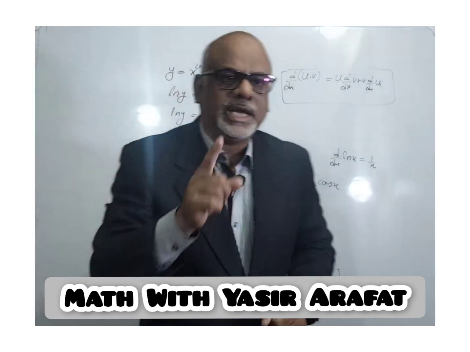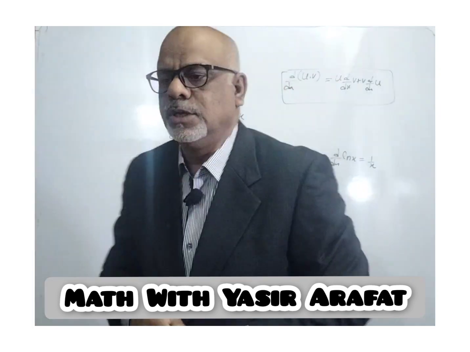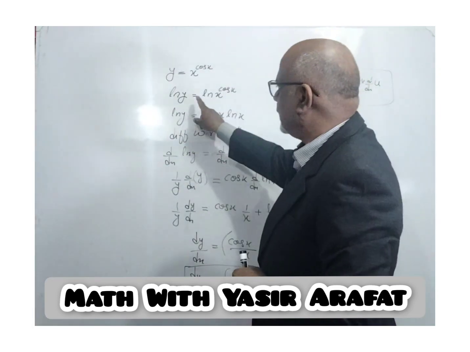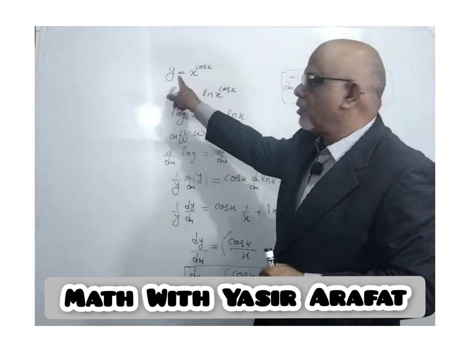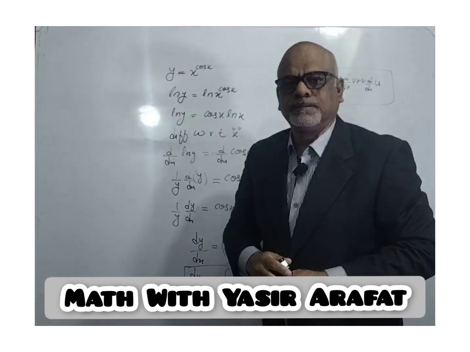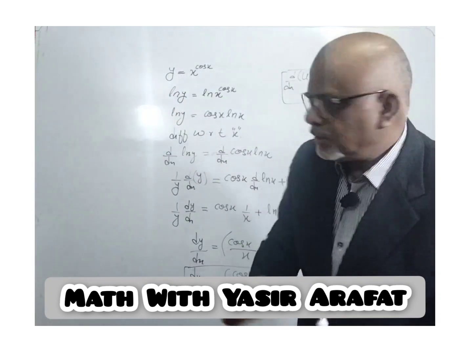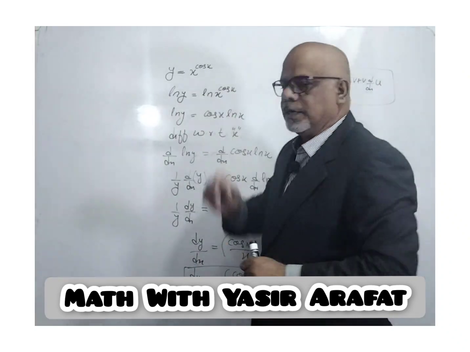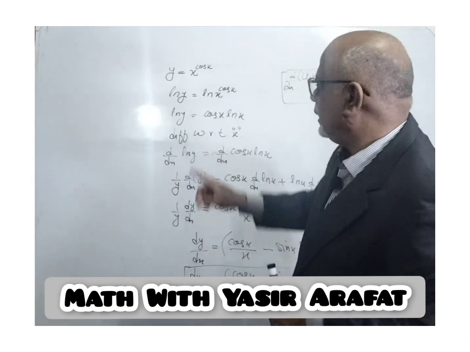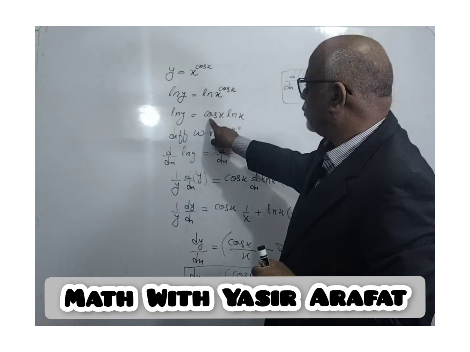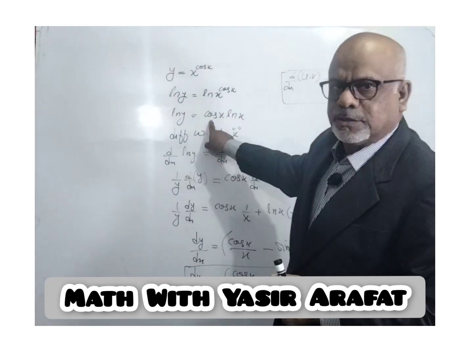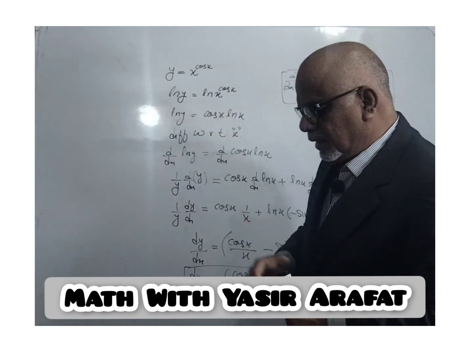So we have discussed a very important strategy. What strategy do we have to adopt to find out the general exponential function's derivative there? This is x power cos x. In this situation, we have to take ln on both sides. And the property of ln is that the power becomes the coefficient of the ln function. And then we have to apply the derivative there.